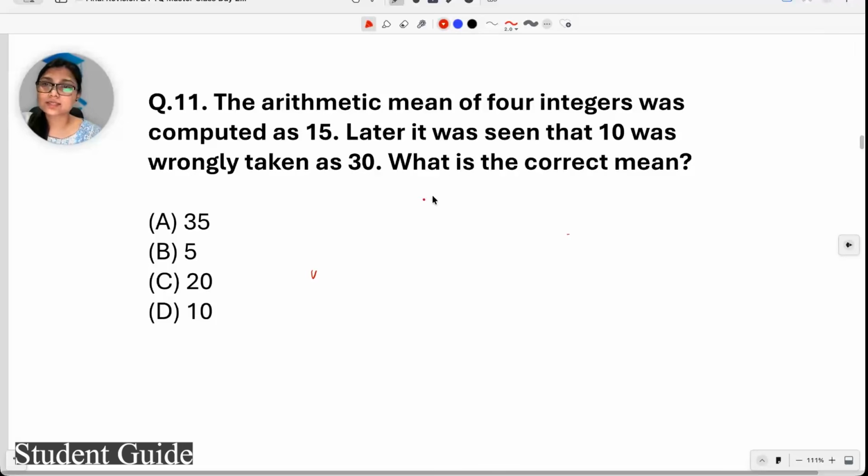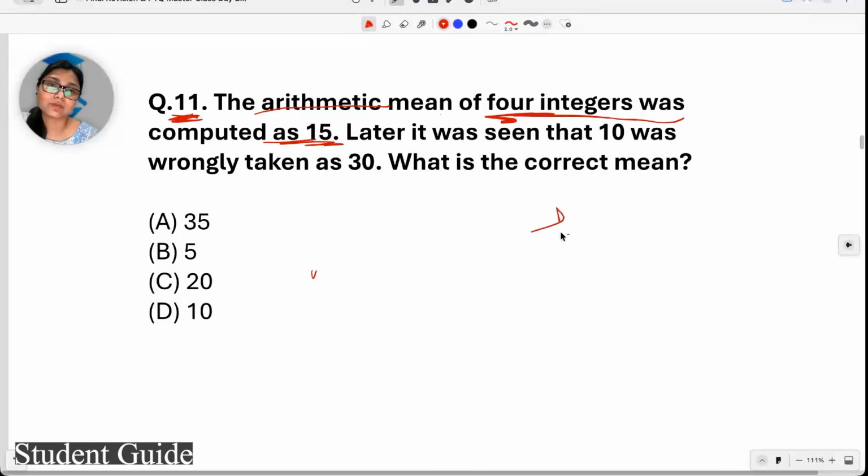So this is the first question for today's session. As we have already discussed 10 questions before, that's why the question number is 11. But for today's session, this is the question number 1. So the question is asking: the arithmetic mean of 4 integers was computed as 15.